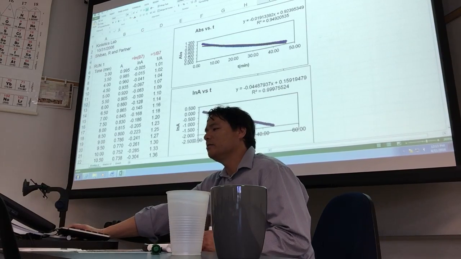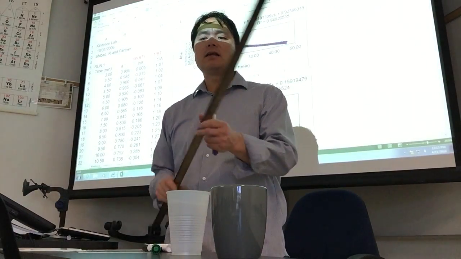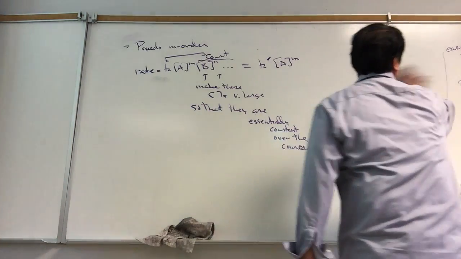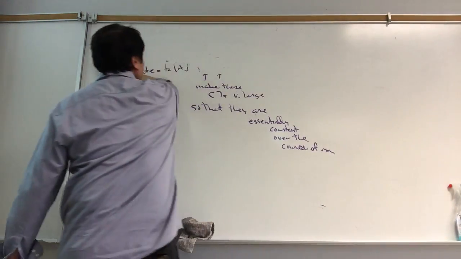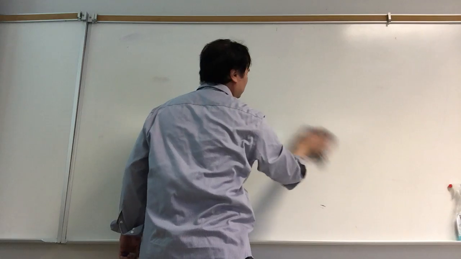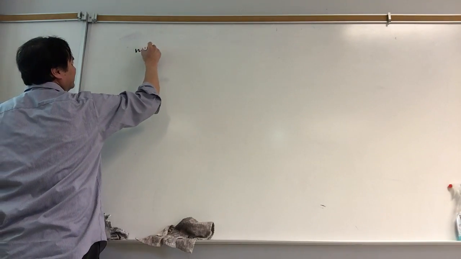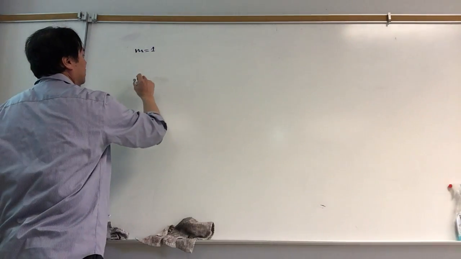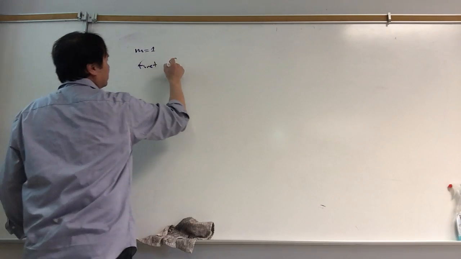All right, so now we know what M is. M is 1 because the ln plot came out linear. Run 1 and run 2 showed the same thing. It's first order in crystal violet concentration.